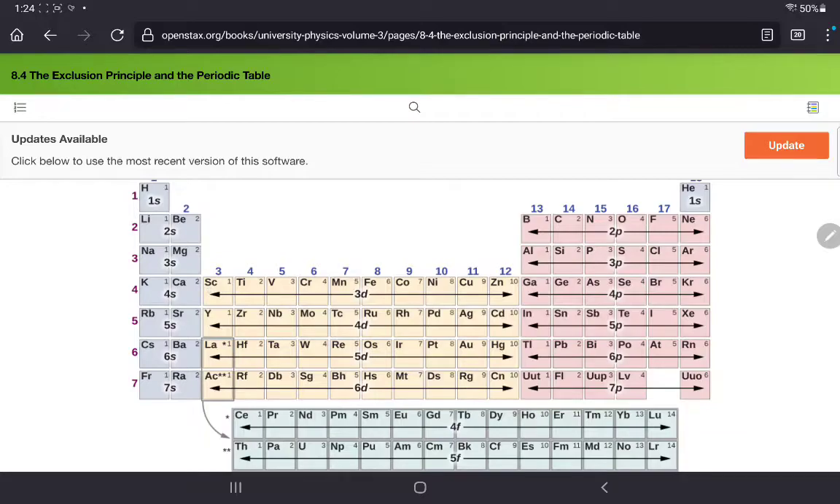I actually don't even remember the name. Is it Scientinium or something? I'm embarrassed that I don't know, but you can look it up if you want.